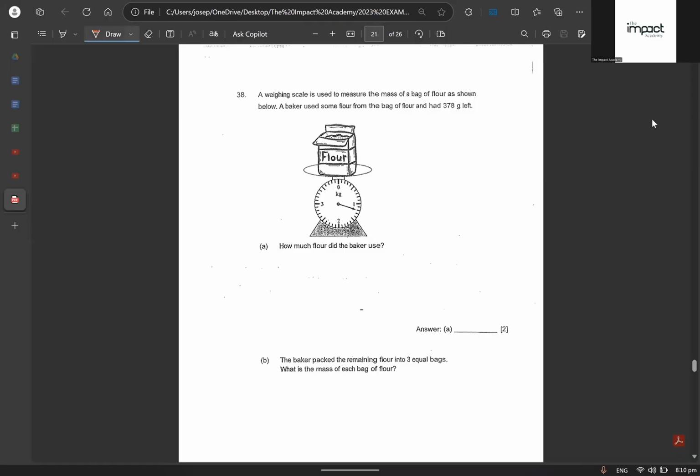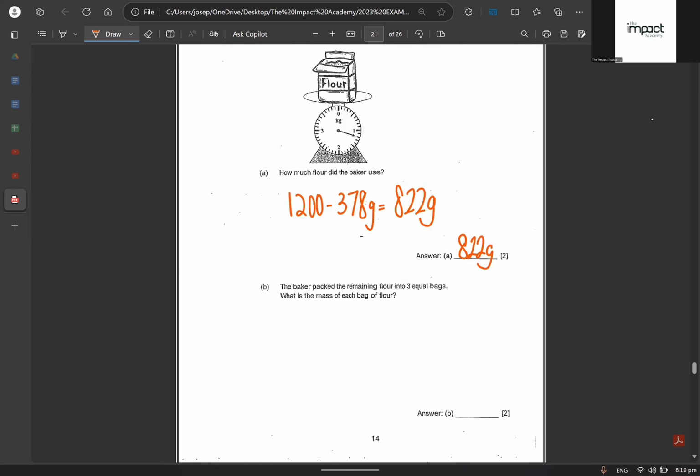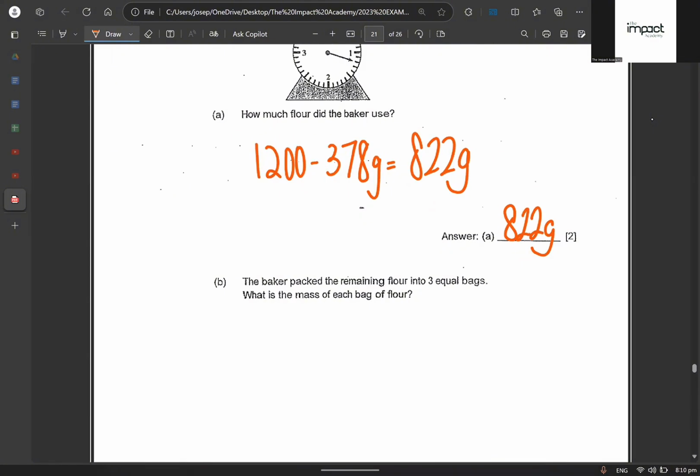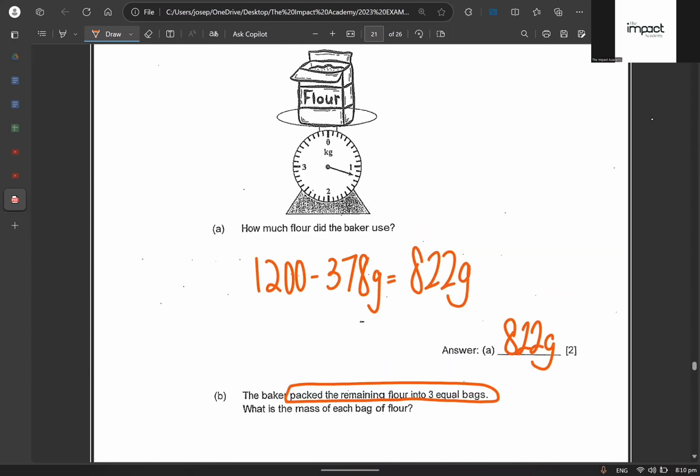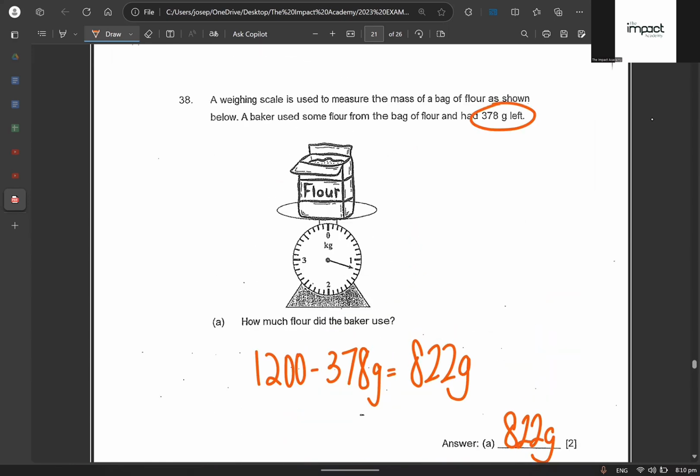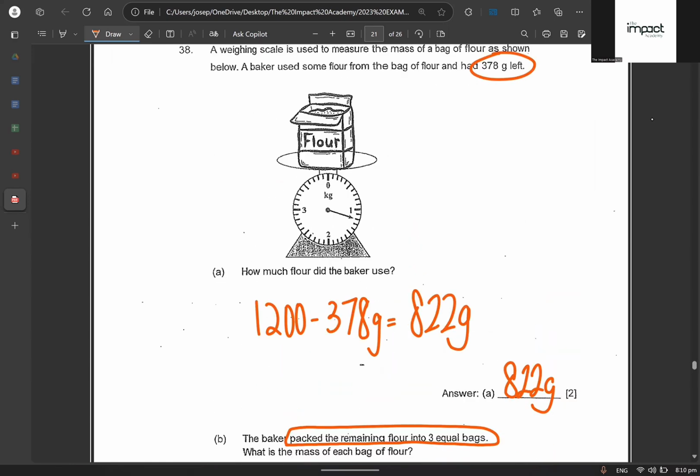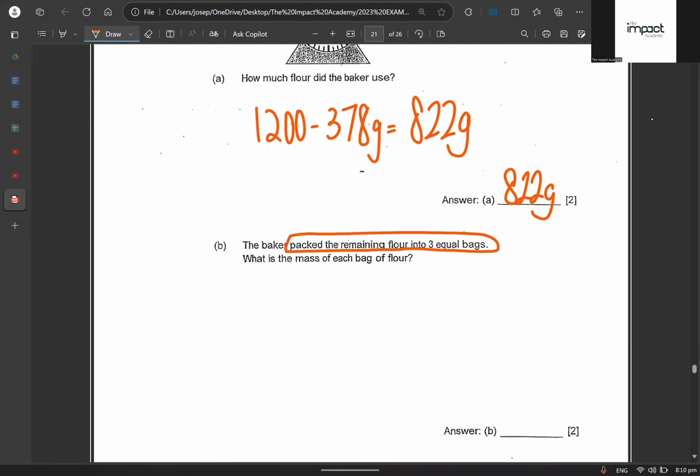But for the first one, I don't think I have to talk too much. Okay, we just have to do 1,200 minus away 378 grams, right? We'll get to an answer of 822 grams. That one everyone can understand. True? What is the question saying? What did the baker do? The baker packed the remaining flour. How much is the remaining flour? You can see it's 378. Okay. So 378.